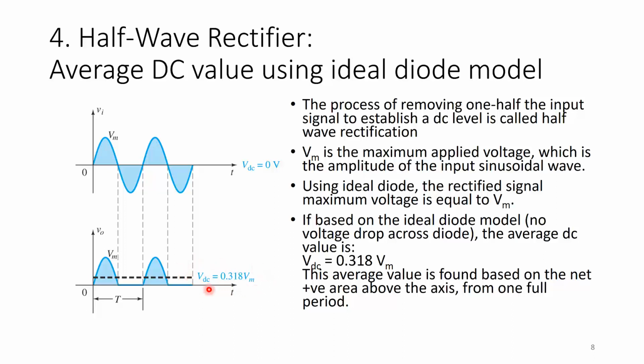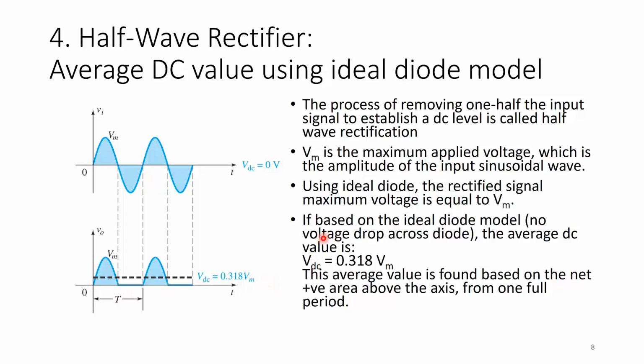This comes from standard mathematical knowledge, where the average value of half a sinusoidal wave is based on the net positive area above the axis from one full period. So from here to here, this would be 0, but this contribution here would be 0.318 Vm.